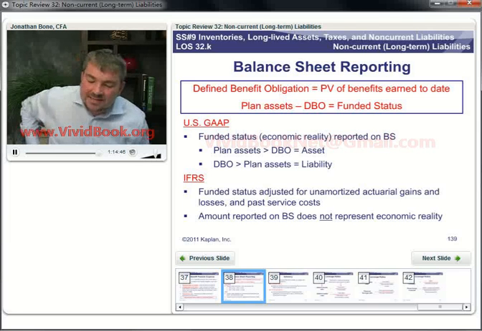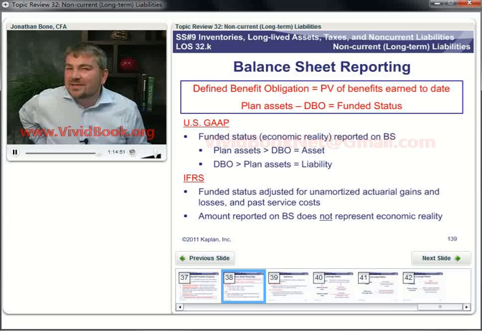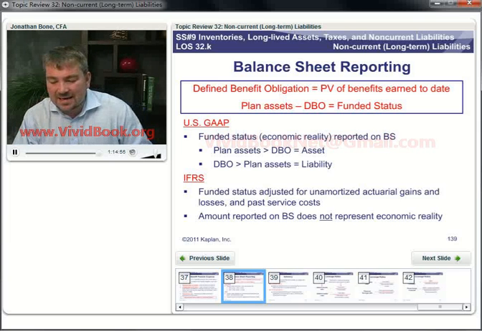Okay, now you'll be pleased to know that's all you need to know at level 1. We're going to come back to this at level 2 and look at the detailed accounting, which is going to cause us some headaches, I can tell you that.